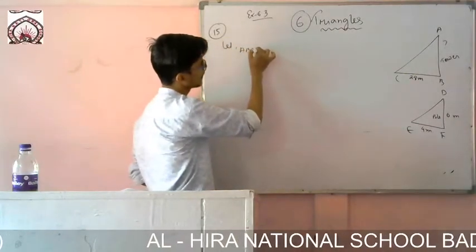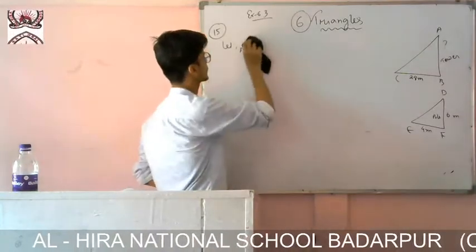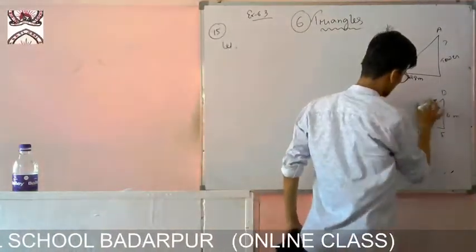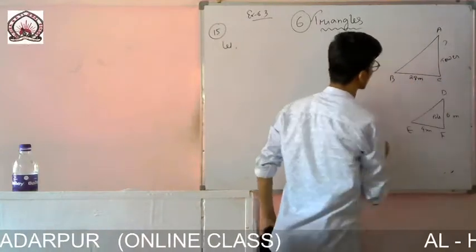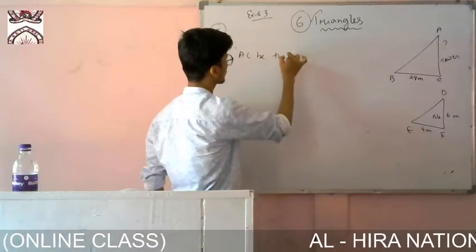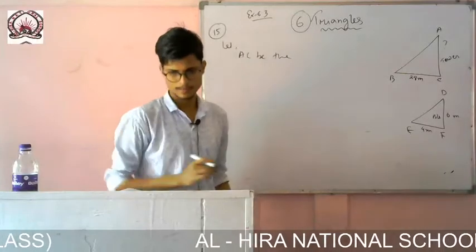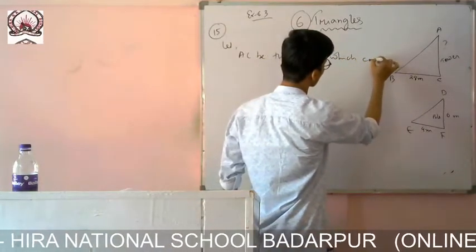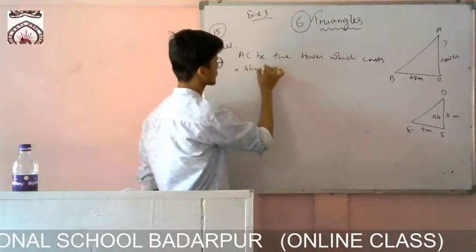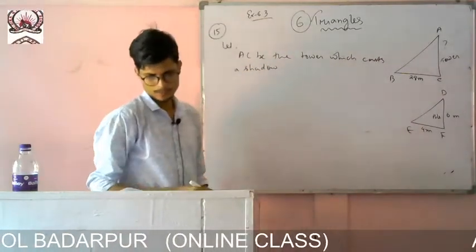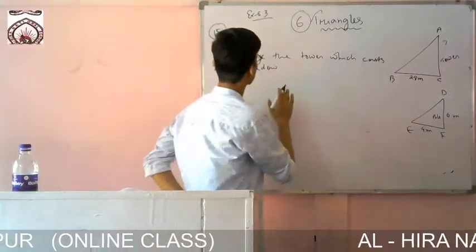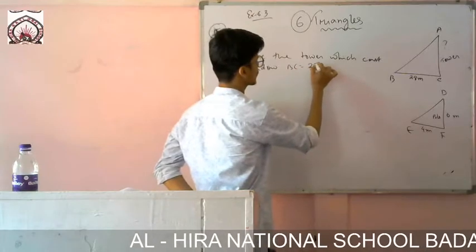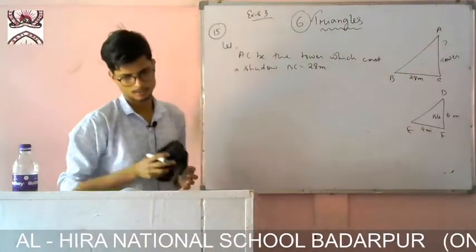Let ABC and DEF be the two triangles. Let AB be a tower which casts a shadow BC, which is equal to 28 meter.